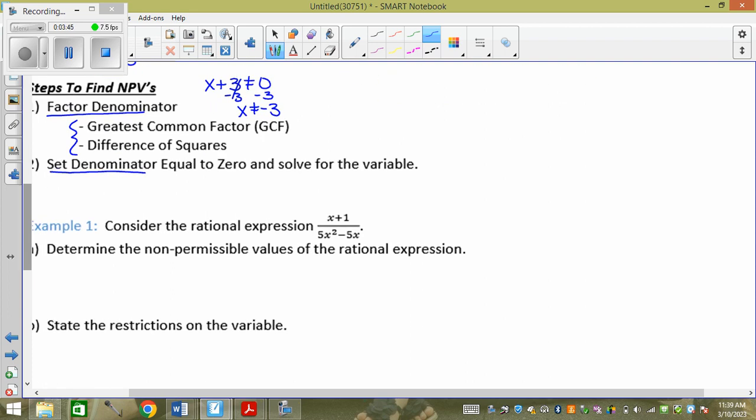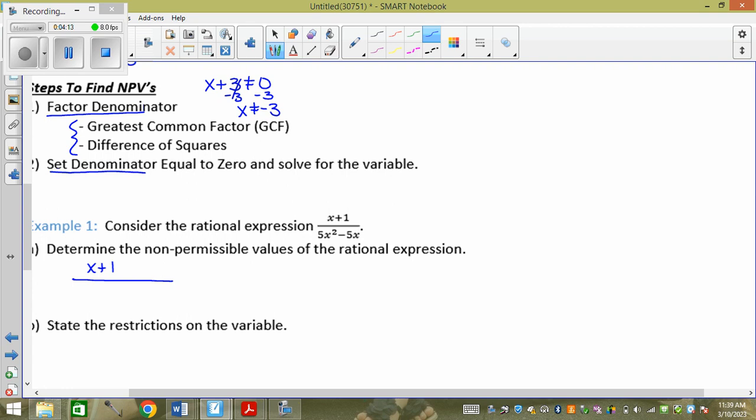So let's look at example 1. Example 1 says, consider the rational expression x plus 1, which I don't care about because it's just going to ask me for non-permissible values, over 5x squared minus 5x. Now that denominator isn't in perfect form. I need to see if I can take out GCFs or difference of squares at first. So the numerator stays x plus 1. And the denominator, can I take out a GCF?